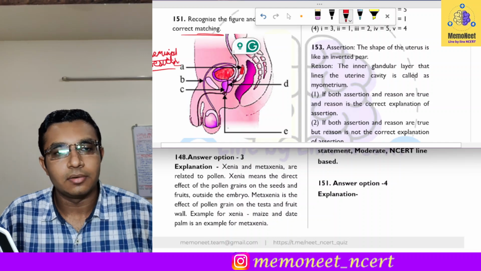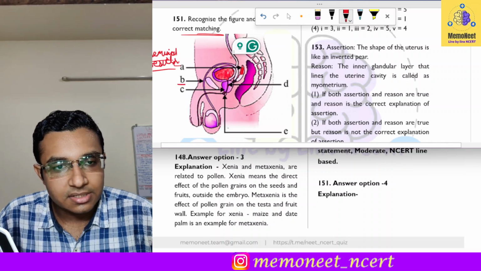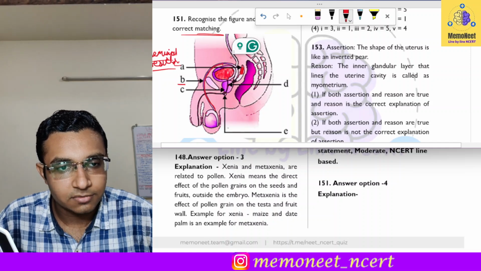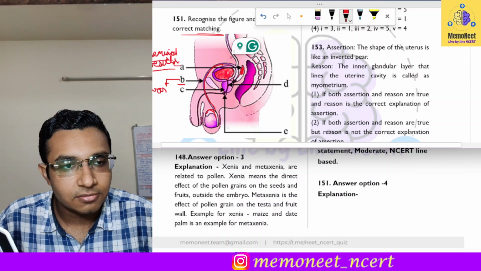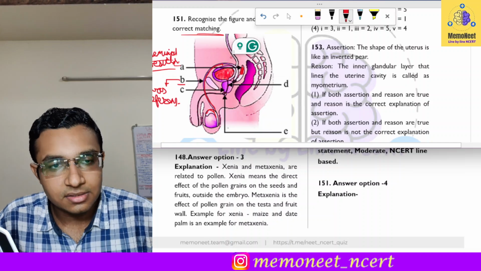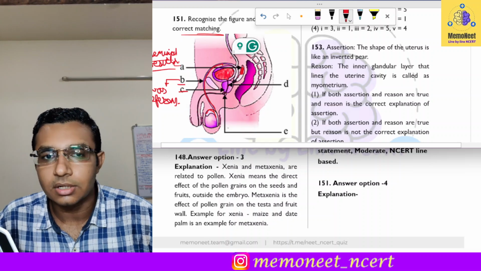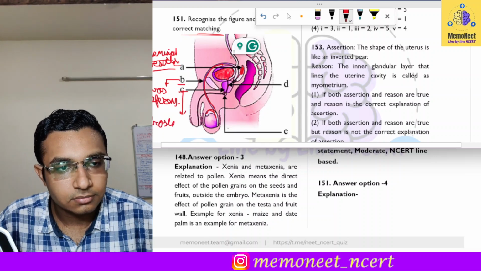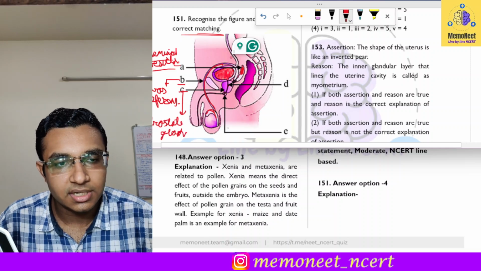okay. Then comes the structure B. Now structure B, as you can see, this is the testis and this structure B is a tube which is arising from the epididymis, okay, which is present over the testis. So this tube is called as the vas deferens, okay. Next is this structure which is structure C. So this structure C is a single structure and it is a gland. This is the prostate gland, okay. So structure C is the prostate gland.